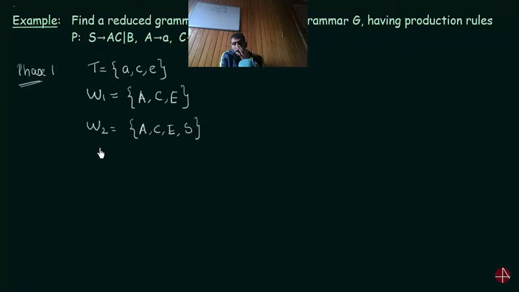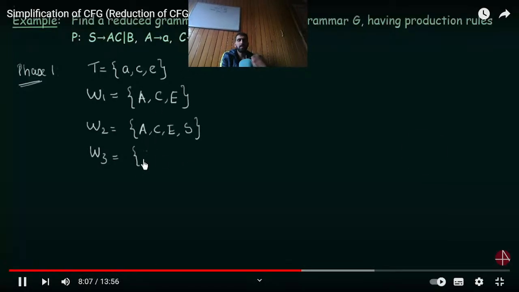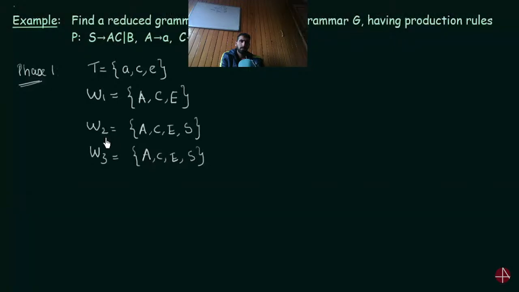Okay. Now let's do the same thing again for W3. We have the symbols A, C and E, so it is the same thing: A, C, E and S. We find that in two consecutive steps, W2 and W3, we are getting the same symbols in the set. So we can stop this procedure. This is the final set W3 that we have obtained.